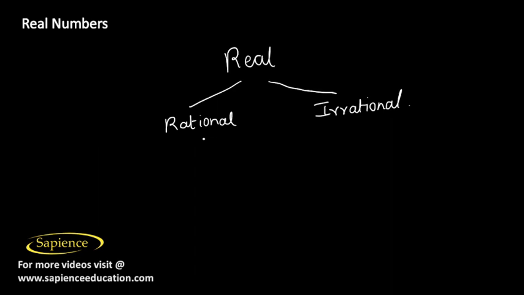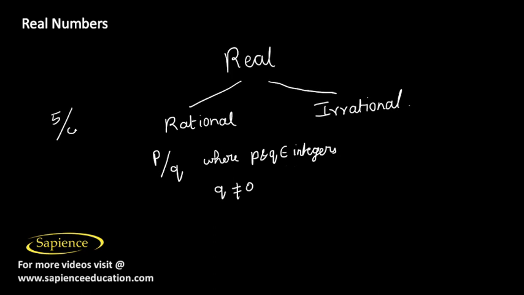What are rational numbers? Rational numbers are numbers that can be represented by the form p divided by q, where p and q are integers. Both p and q belong to integers, this is the symbol for belongs to, and also q is not equal to 0. What happens when q is equal to 0? Let us say for p let's take 5 and for q we will take 0. Then the answer will become infinity.